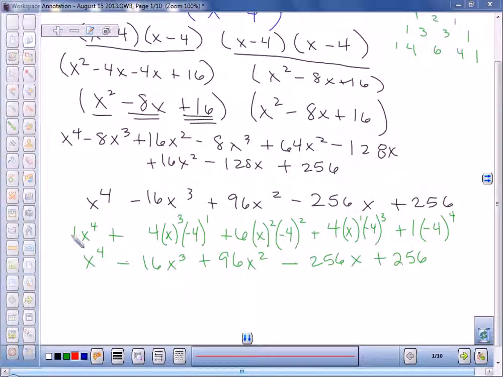So the first thing we do is we go in, we put those coefficients in. So we put in the 1. We put in the 4. We put in the 6. We put in the 4. And we put in the 1. Because we know those coefficients from Pascal's.